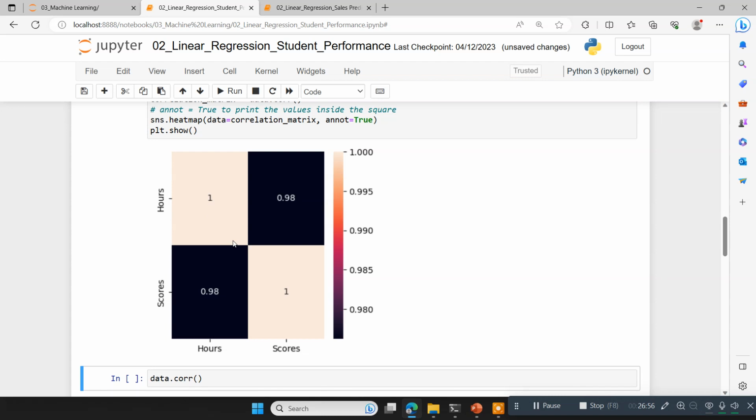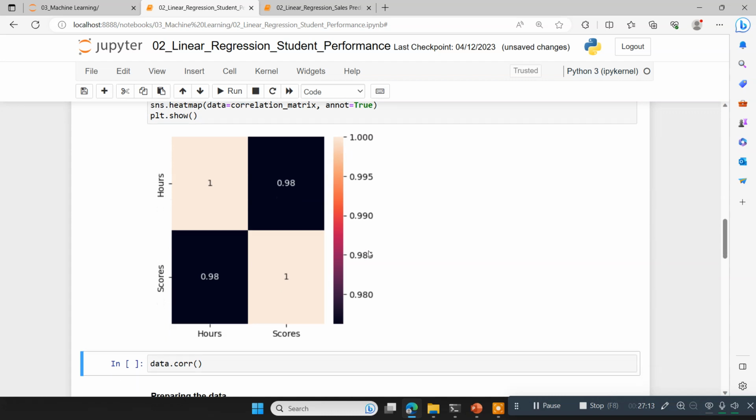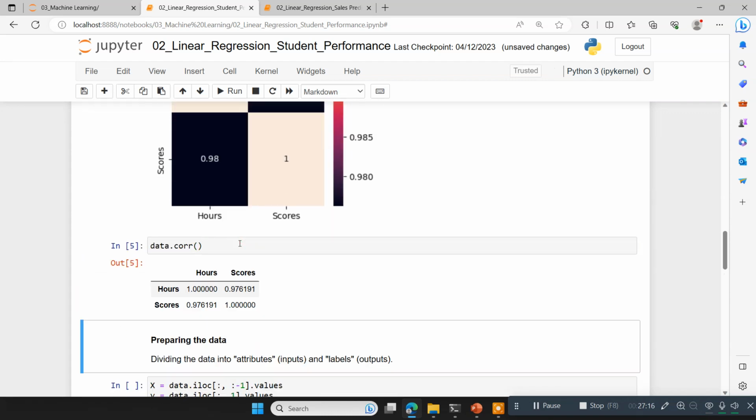So we just have two variables here, hours and score. You can see the hours and score correlation, 0.98. Okay, 0.98. So this is a heat map, right? So it depends on the color scale here. You can see the color, and you can also manually display what the values are. So hours is always 100%, even score is always 100%. Hours and score 97.6191, here also the same, score and hours.